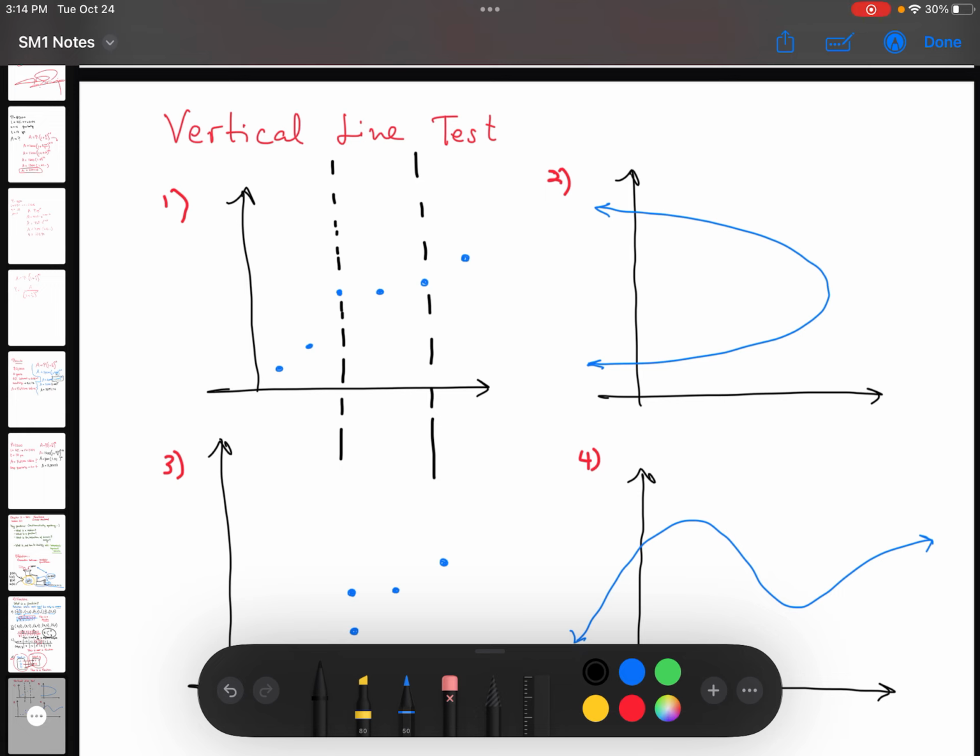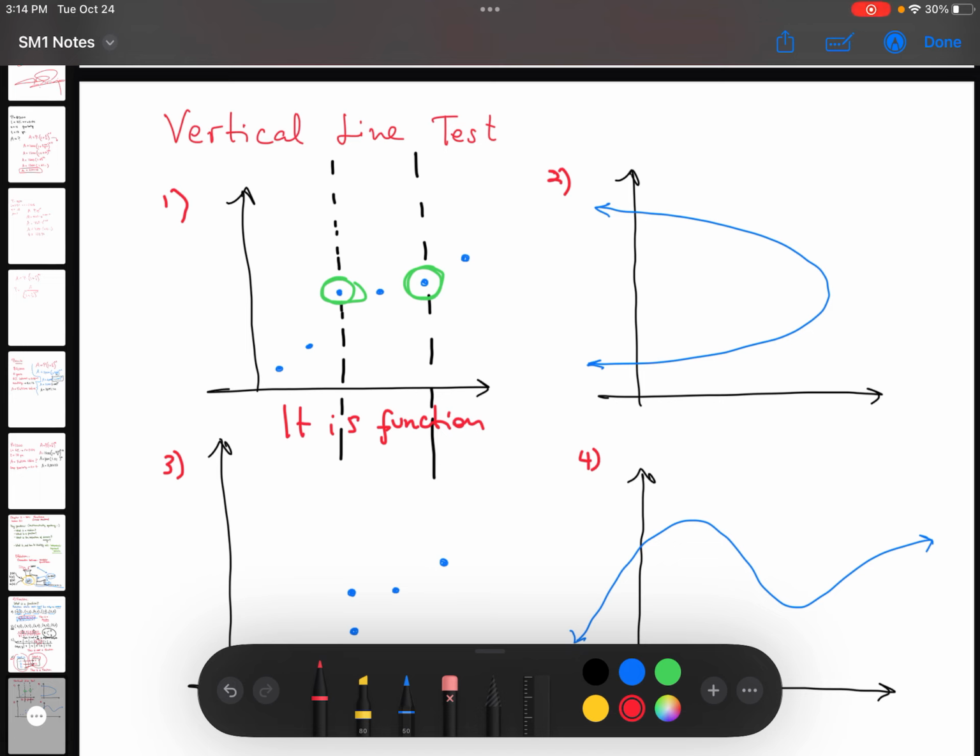If there is only one point intersecting that vertical line, in this case, I'm circling in green for the first one, and for the second one I circled in green. If you do that, if there is only one point intersecting that line, then you can say that that relation is a function. Okay, so for number 1, you say that it is a function.